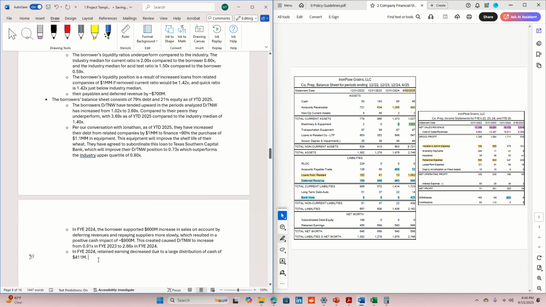And this is what I want you to say. So we have our comparison between their historical self and their peers. We have our analysis of the conversation. We have our analysis of the balance sheet, and then we have our analysis of retained earnings, right?